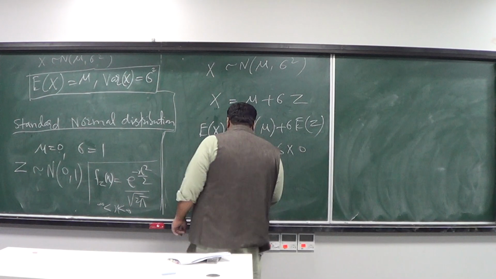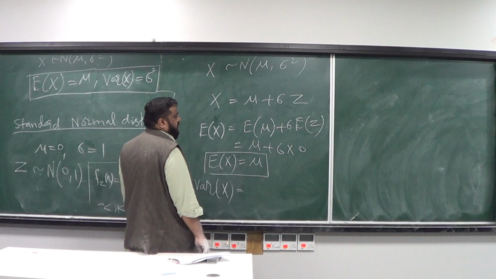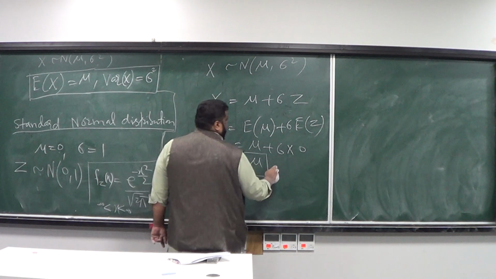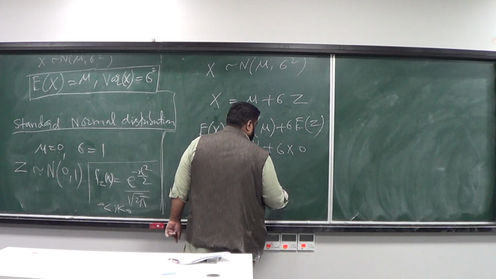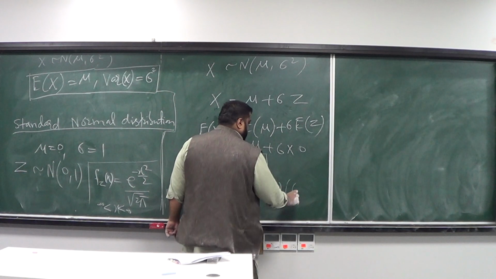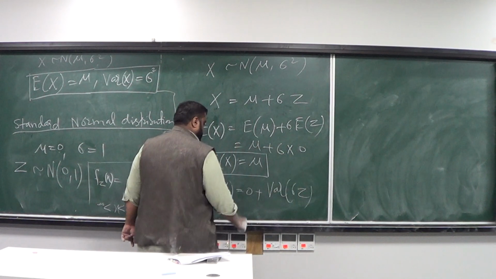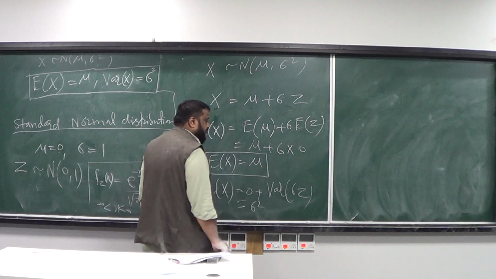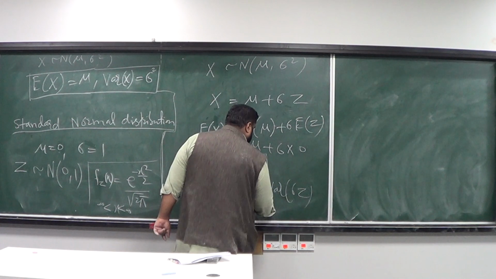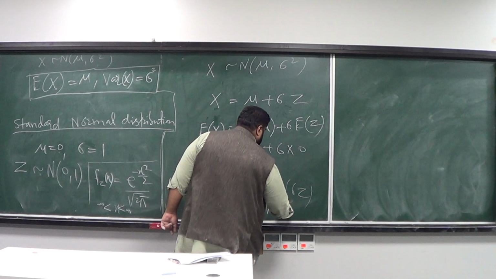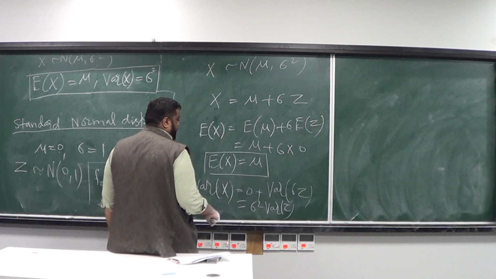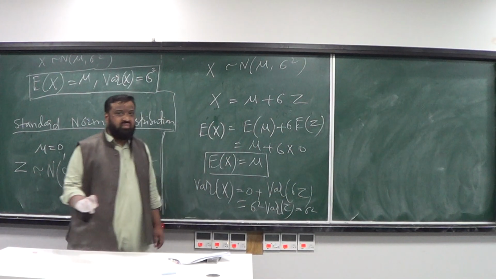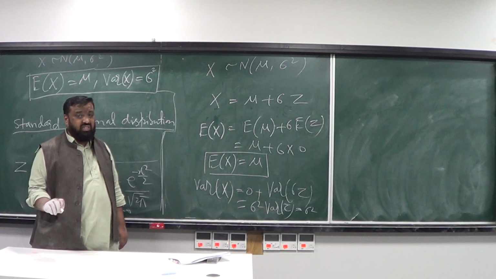So what would be the variance of X, for example, if you want to compute it? It's going to be the variance of mu, which is 0, plus the variance of sigma Z. Sigma is a number, so if I pull it out, it becomes sigma squared. What remains is the variance of Z. But what is the variance of the standard normal? It's 1, so the result is really sigma squared.